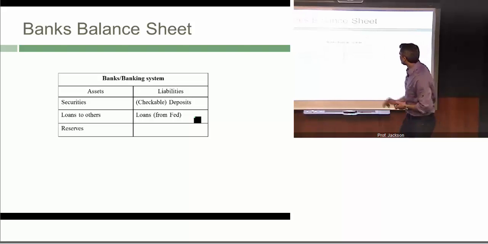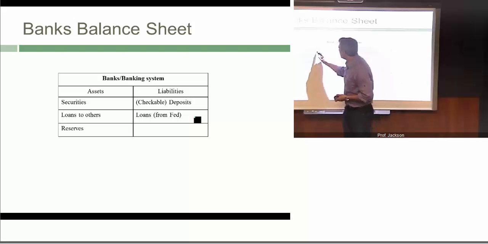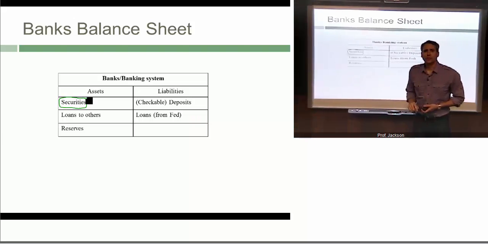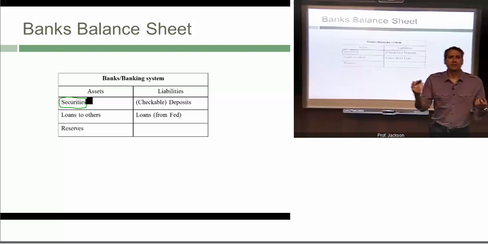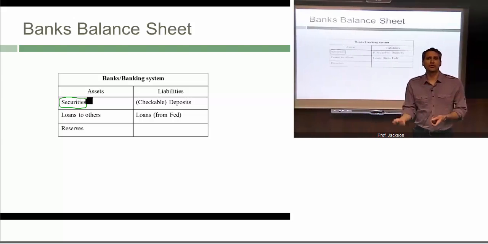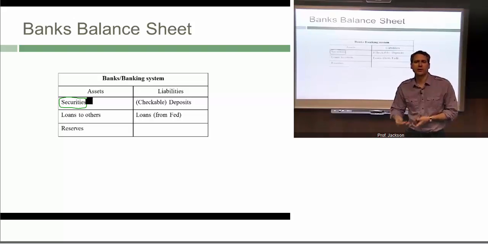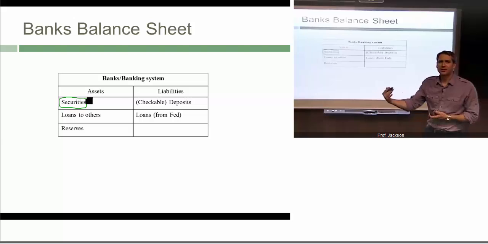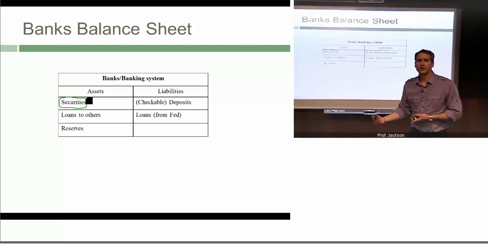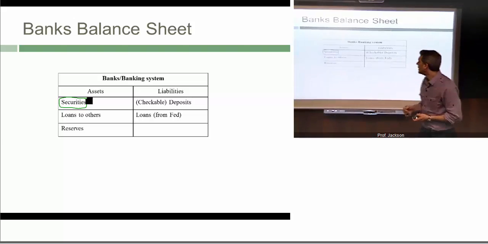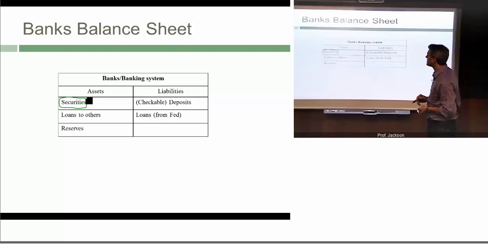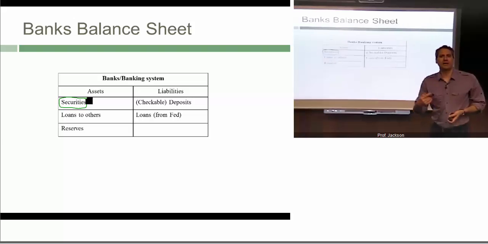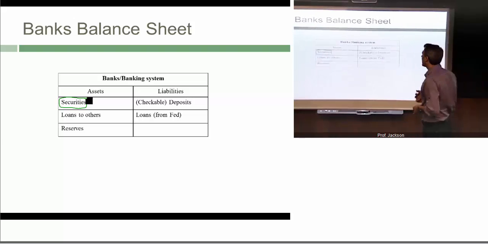In the banking system, again, on the asset side, banks can hold securities. So banks can have assets that earn returns like treasuries, like mortgage-backed securities, those kinds of things. Now, there are restrictions on the types of assets that banks can hold for various reasons because of risk and other things, but that goes beyond the scope of this discussion.